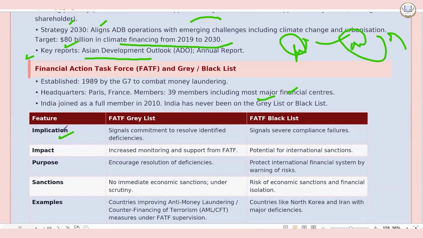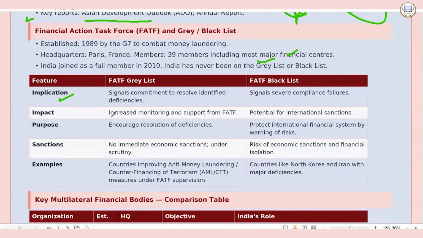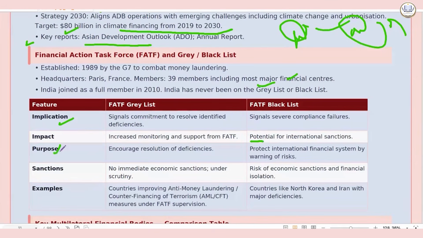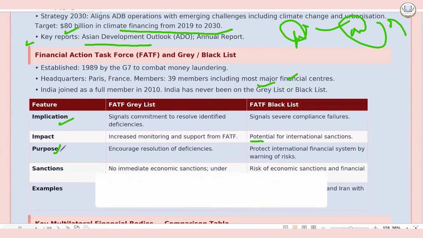And when any country is in the grey list, there is enhanced monitoring and support from FATF. But when it comes to the blacklist, then it becomes a potential for international sanctions. Not that it comes under blacklist and naturally comes under international sanctions. Potential is a keyword here. The purpose is to encourage resolution of deficiencies, and they will show that yes, we are trying to strengthen the structure inside our nation.